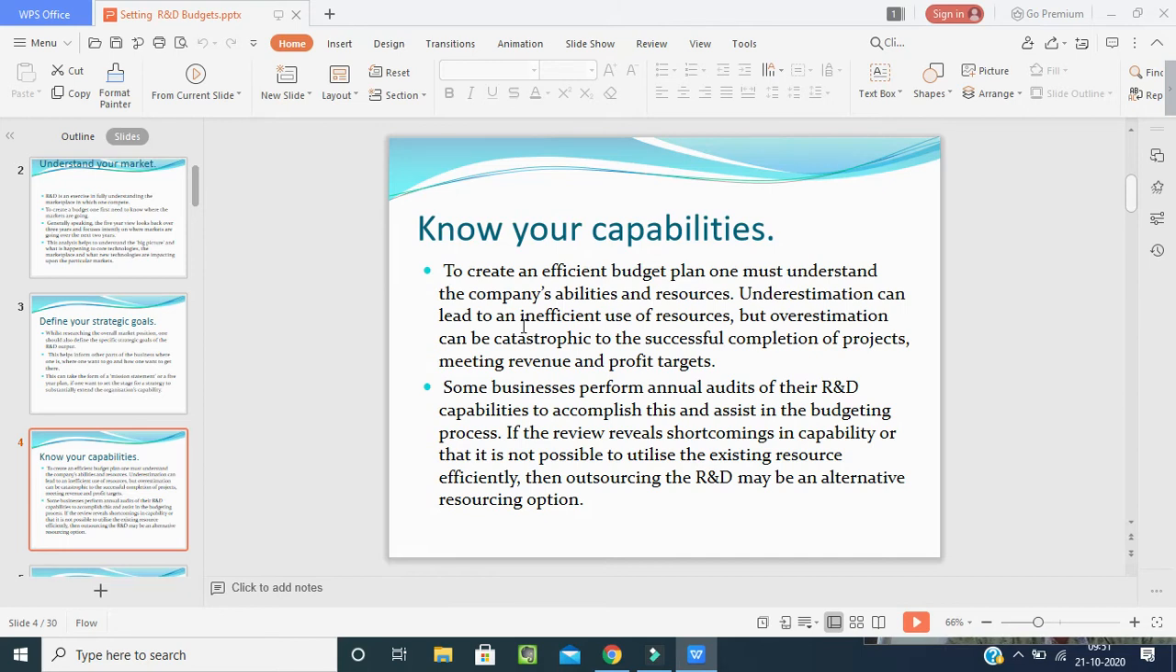So this review reveals shortcomings in capability, or that it is not possible to utilize the existing resources efficiently. Then outsourcing the R&D may be an alternative resourcing option. So whatever the options we are having, we have to go for it. That means after knowing our capabilities only, we can jump into the market and we can allocate what resources we have, how we have to allocate them. So depending on our capabilities, the R&D budget will also be utilized.